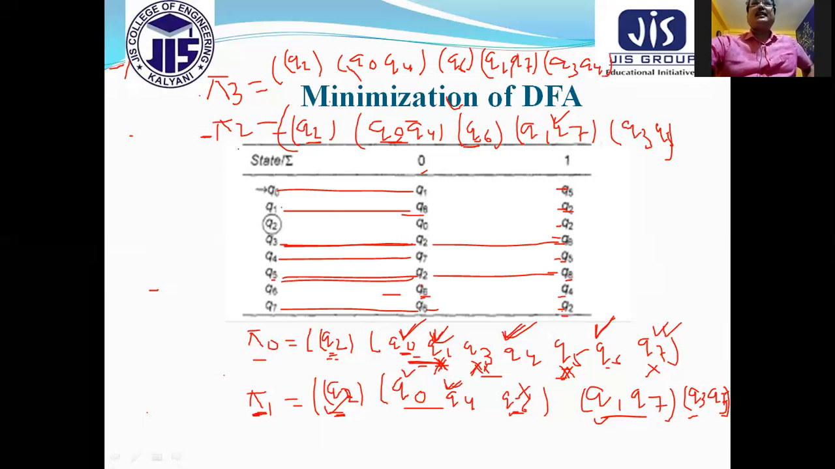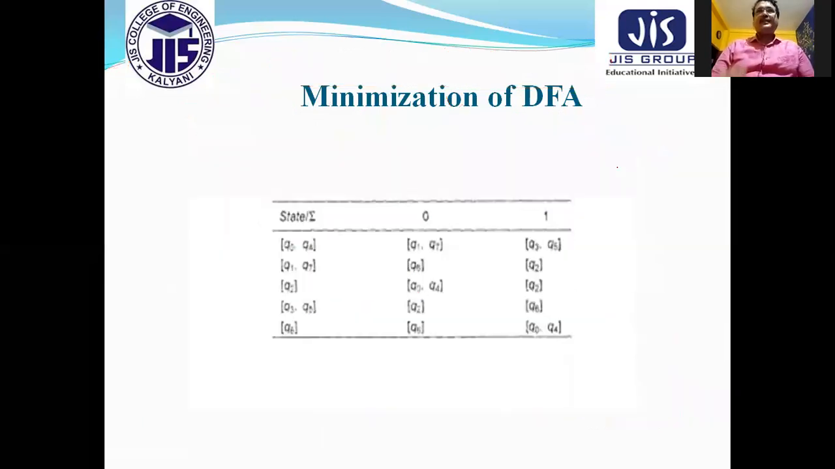So now you can see there are no changes between pi 2 and pi 3. You can see all the sets are common. Whatever the sets are here, the same sets are here. This means from the previous to the next, there is no change in the set of states. So we can stop here. After stopping, we can see whatever we have done, we are getting this figure.